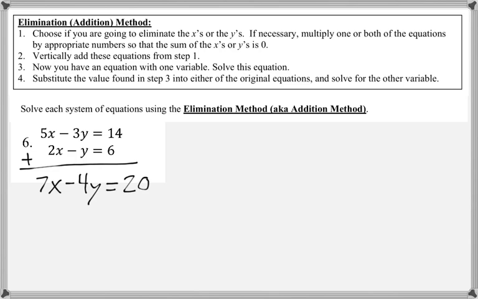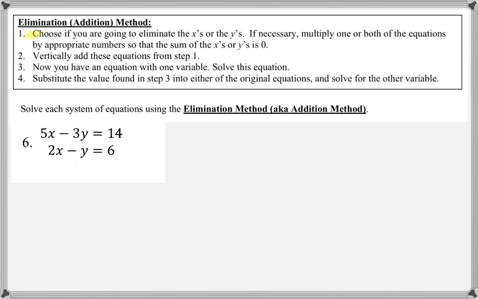So we've created a new equation here, but this new equation has two variables still. It has both an x and a y. So this does not really help us. We're really no better off now than we were at the start. So let's look at the steps.